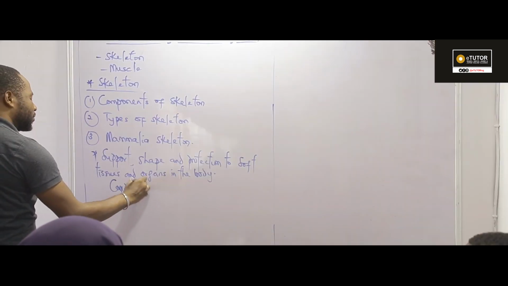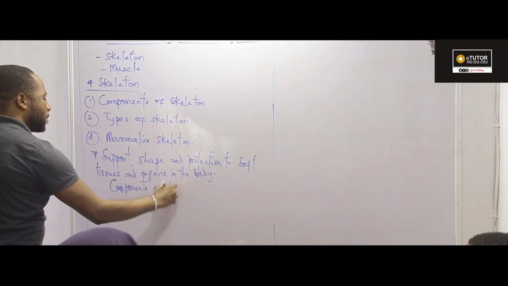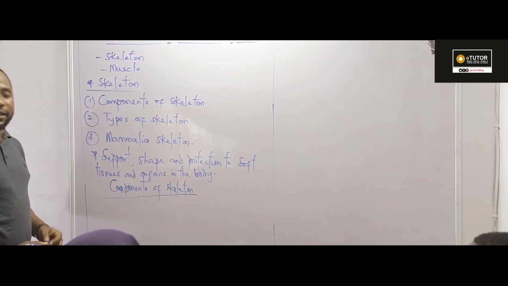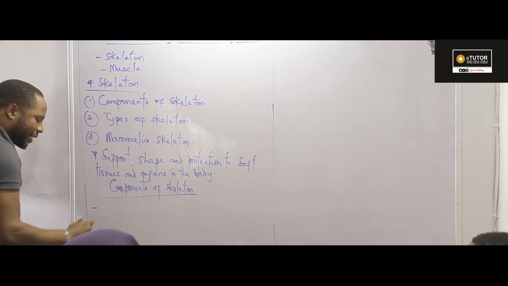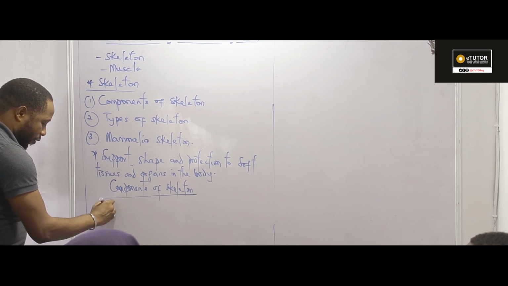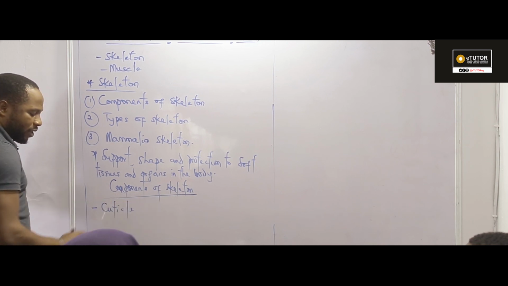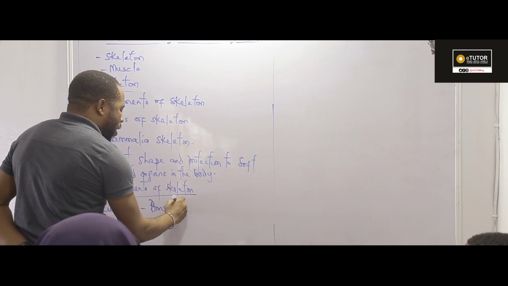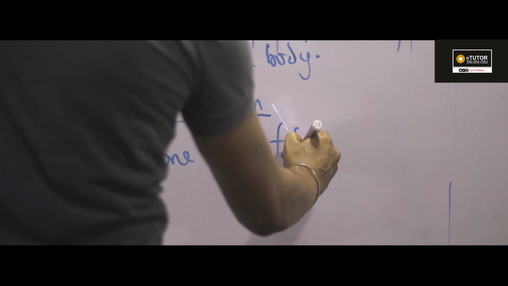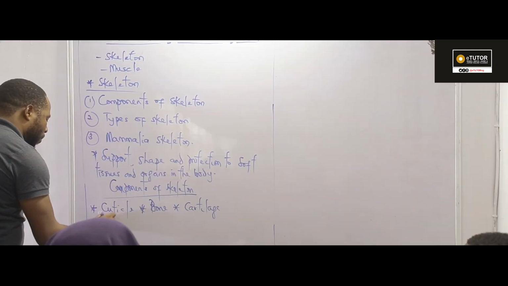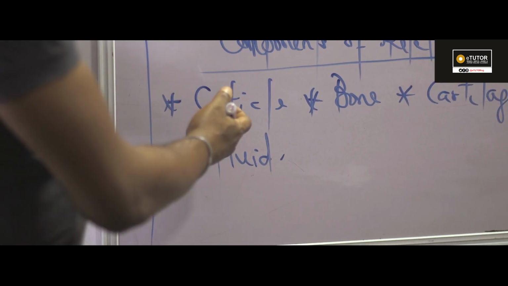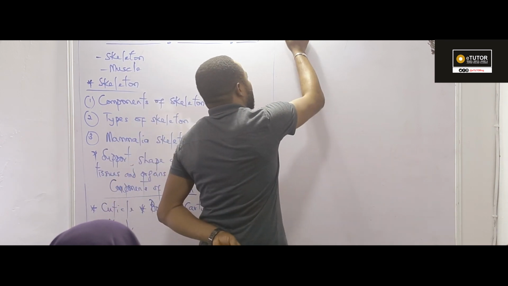Component of skeleton. We also call it forms of skeleton. Skeleton can be in form of cuticle. It can be in form of a bone. It can be in form of a cartilage, and it can be in form of a fluid. Let's take a look at it one after the other. The first one, cuticle.